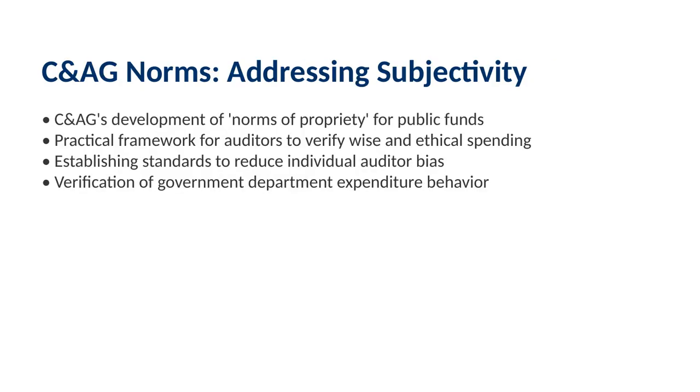To solve this problem of subjectivity, the Comptroller and Auditor General, or the C&AG, has developed specific norms of propriety for the expenditure of public funds. By creating these standards, the C&AG has provided a practical framework that auditors can use to verify whether government departments are spending money wisely and ethically.